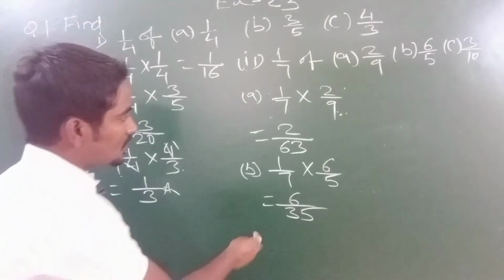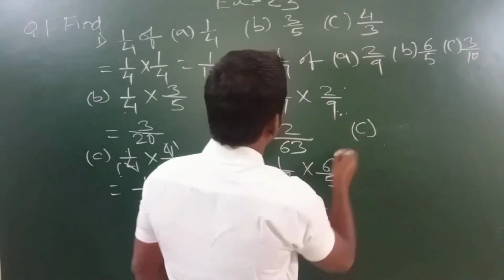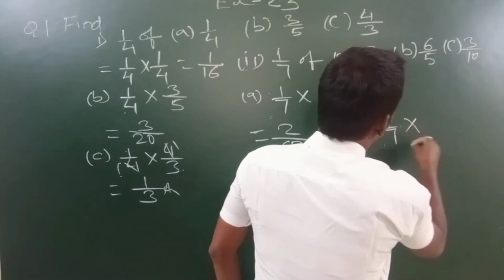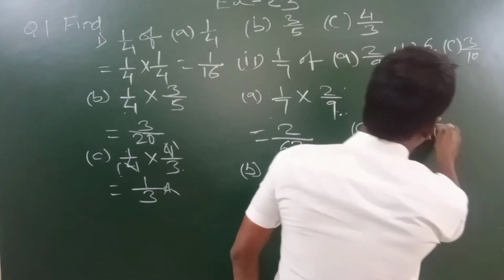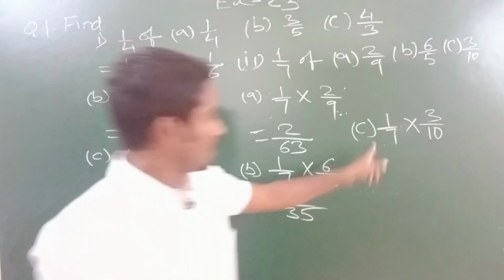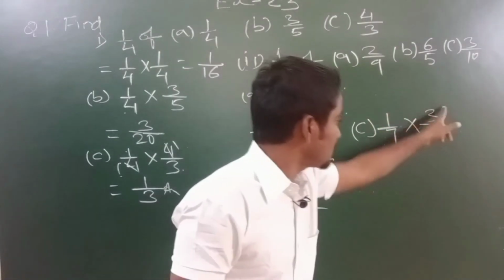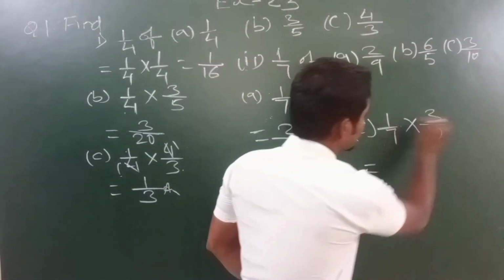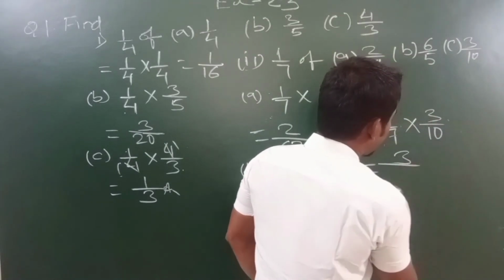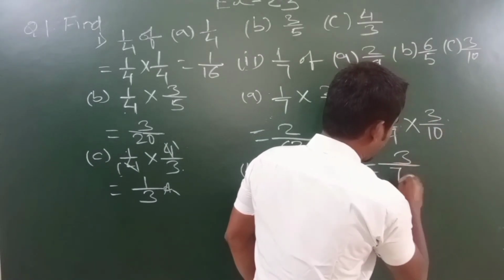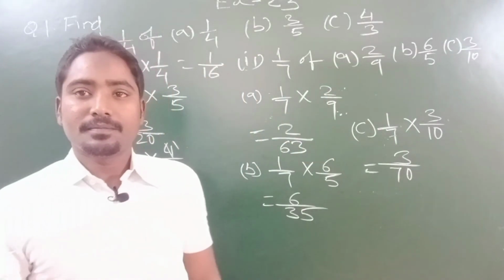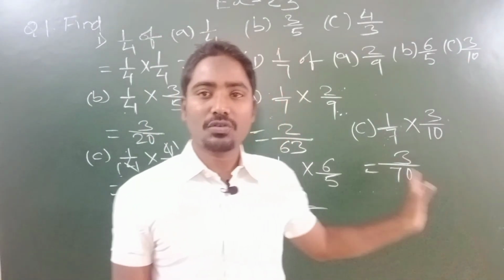Okay, now moving to the next part, C, 1 upon 7 of 3 upon 10. Again find out the common factor. Is there any common factor? No. So multiply the numerators, 3 times 1 is 3. Multiply the denominators, 7 times 10. That is the answer. So this was your question number 1.